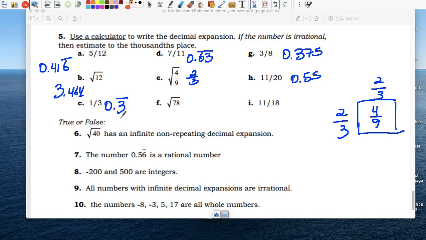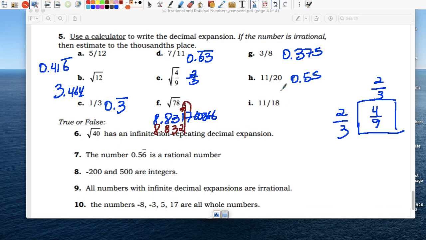Square root of 78, that's going to give you 8.831760866, but they're asking us, if it's irrational, to round to the thousandths place. So let me write this: 831760866, but it's asking us to round to the thousandth. So that means my decimal goes up to here. If I were to round that, I would write 8.83, and that 7 makes that one go higher, so 2.